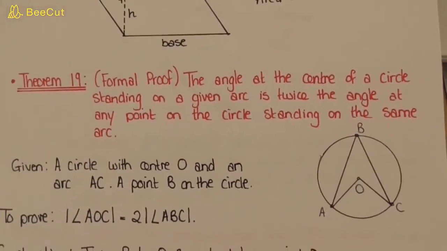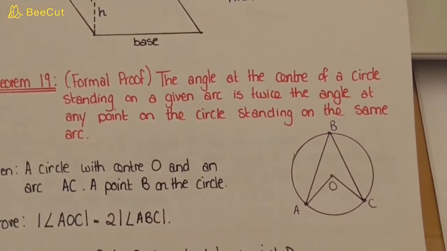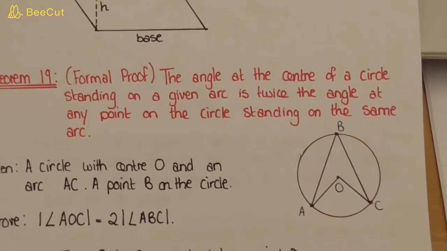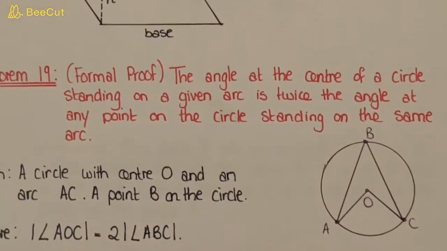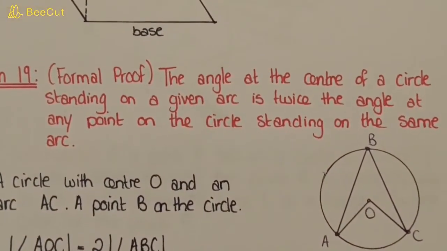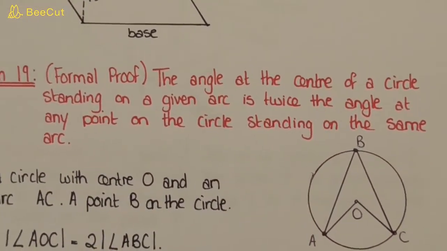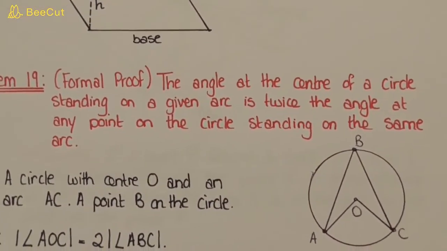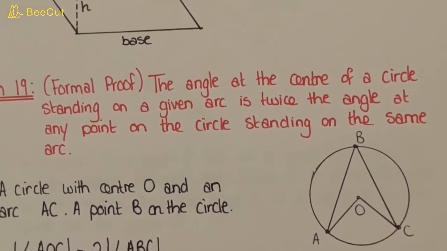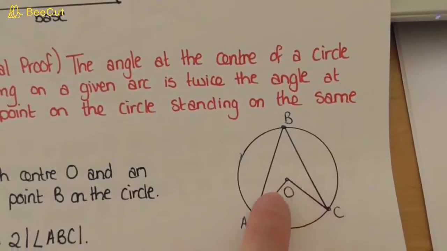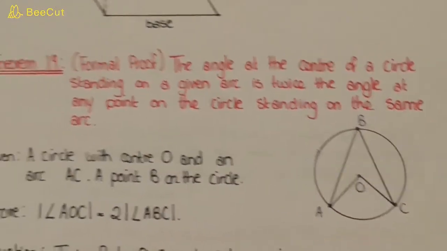The angle at the centre of a circle, standing on a given arc, is twice the angle at any point on the circle, standing on the same arc. So it's quite wordy. Okay, so just make sure you read it again to yourselves. So what I'm trying to prove here is this angle here is going to be twice that angle up there. That's what I'm trying to prove, basically.